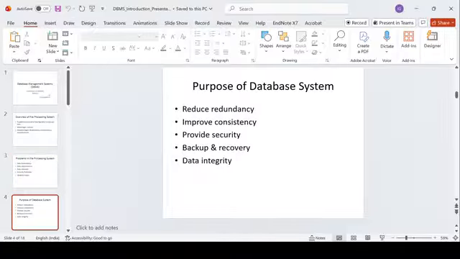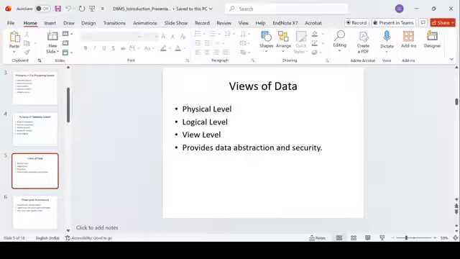So next we see the purpose of database system. So the main purpose of DBMS is to reduce data duplication, improve consistency, provide security, maintain data integrity and support backup and recovery.